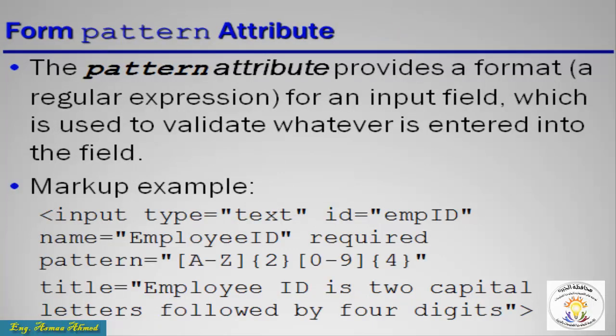/ Form pattern attribute. The pattern attribute provides a format, a regular expression, for an input field, which is used to validate whatever is entered into the field. Markup example: input type equals text id equals emp-id name equals employee ID required pattern equals [A-Z]{2}[0-9]{4} title equals Employee ID is 2 capital letters followed by 4 digits.